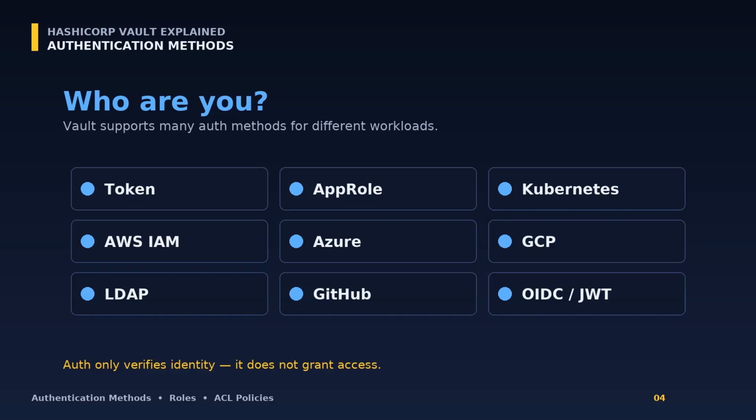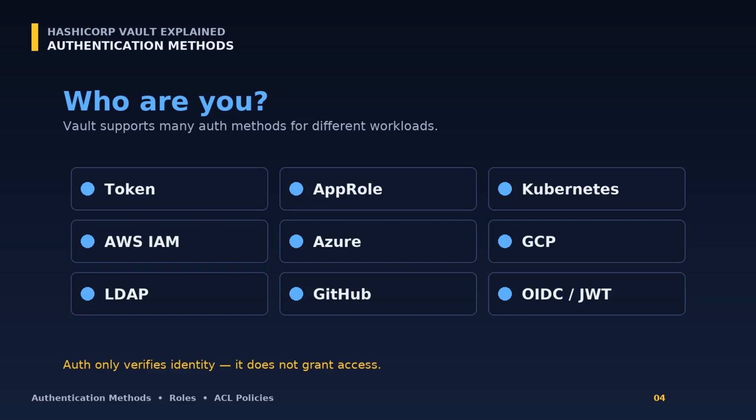and OIDC. For example, if an application is running inside Kubernetes, it can authenticate using its Kubernetes service account. If a workload is running on AWS EC2, it can authenticate using its IAM role. If a developer wants access, they may authenticate using GitHub or OIDC. The authentication method only verifies identity. It does not decide what secrets can be accessed. That comes next.